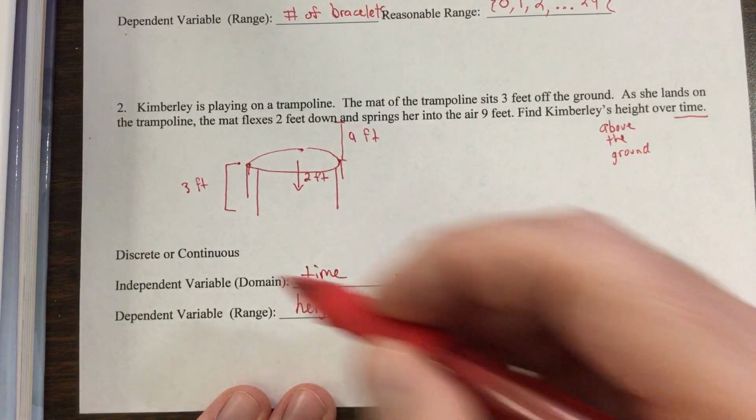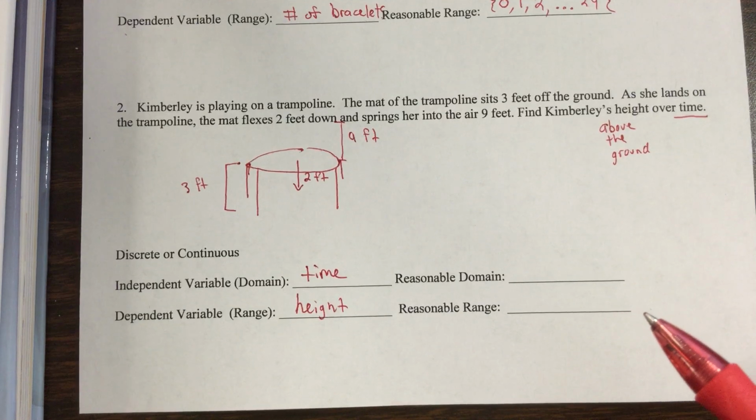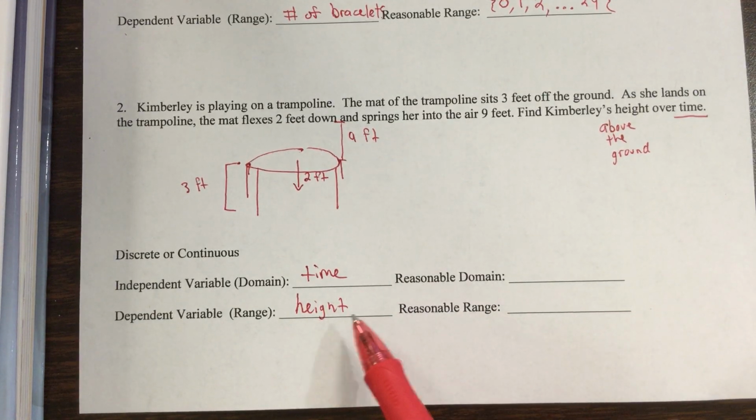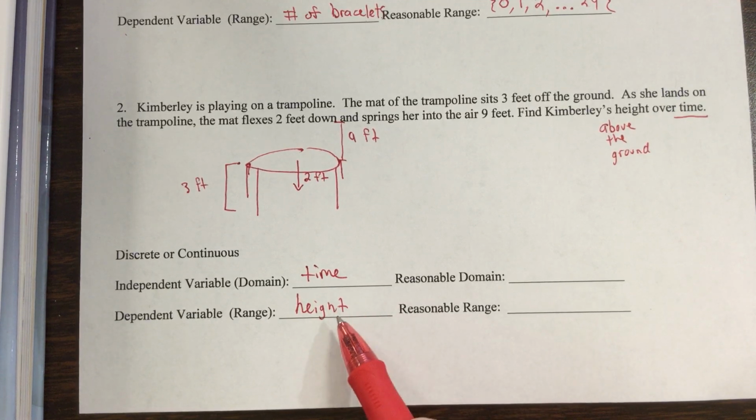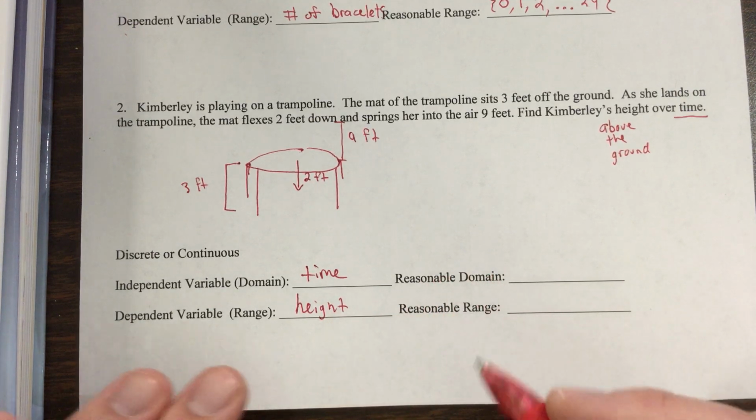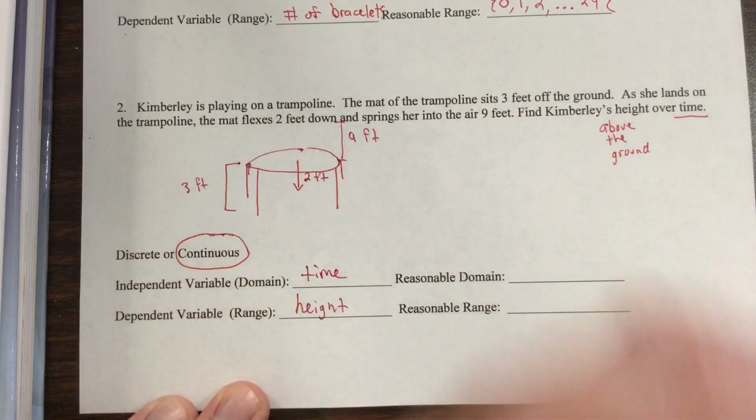All right, is this discrete or continuous? Well, can you have a fractional time and height? You can, right? You can be on the trampoline 1.2 seconds or 1.2 minutes. You can be 3.4 feet above the ground. So this one would be an example of continuous.